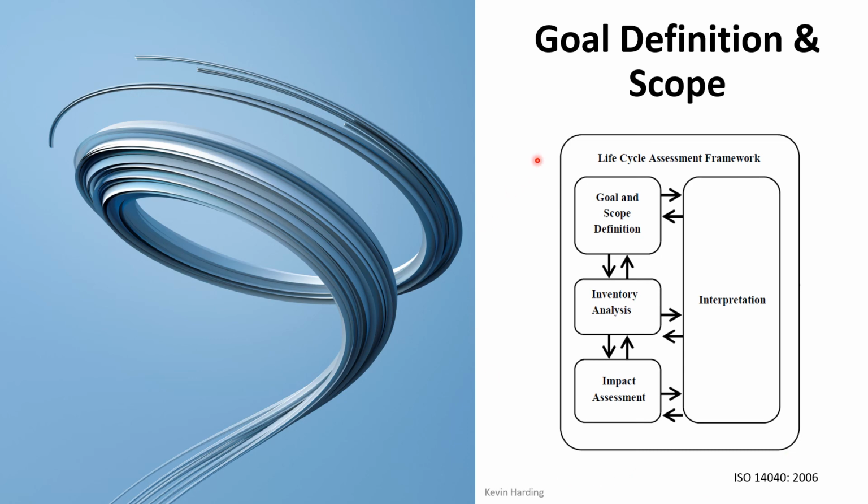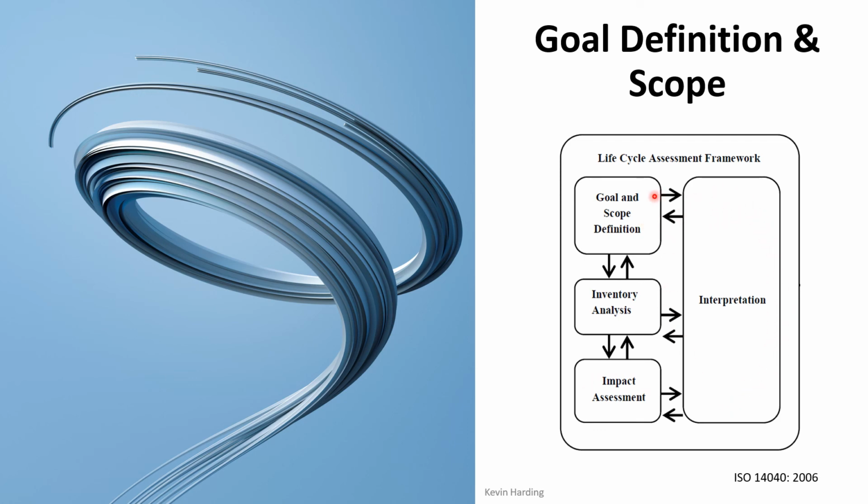First of all, they set up the structure or the life cycle assessment framework such that it has these 4 different sections. The first one is goal and scope definition. There is an inventory analysis as the second step. The third one is impact assessment. And the final one, the one that runs across all of them, is the interpretation.